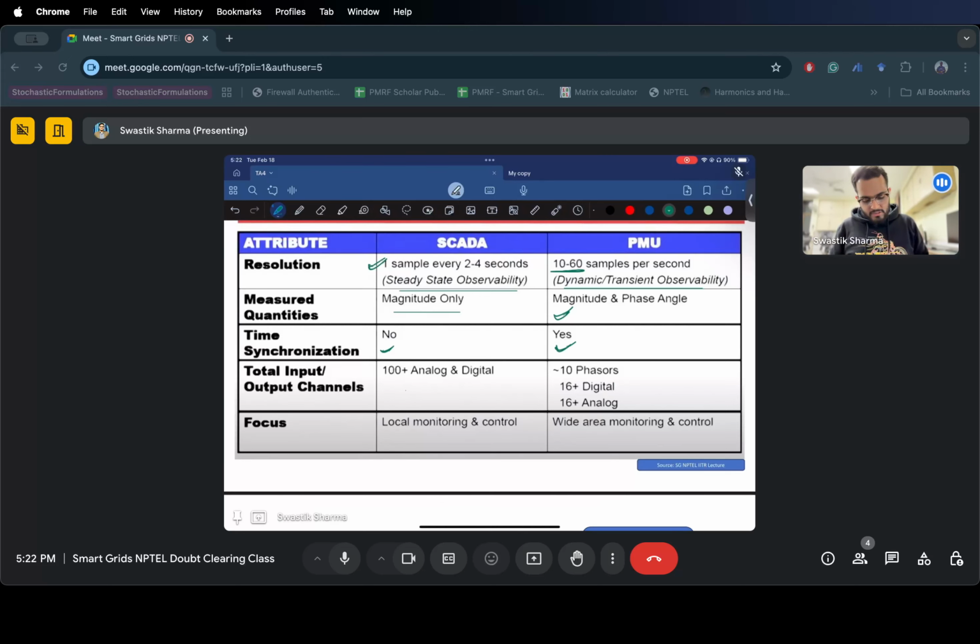Your total input or output channels were more in SCADA. You had 100 plus analog and digital channels, whereas in a PMU you can have 10 phasors generated for 16 digital and analog pins. Basically, SCADA was used for local monitoring and control, while PMUs can help you in wide area monitoring and control. That is why it's called WAMS.